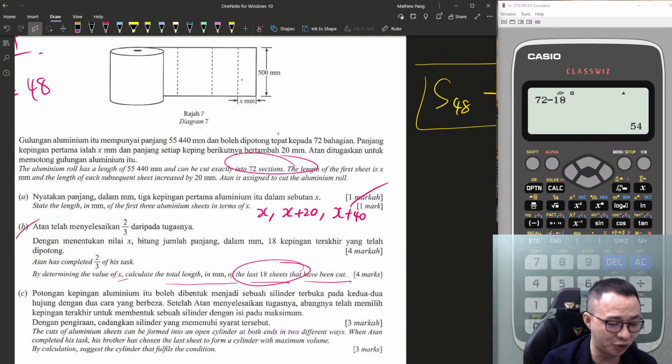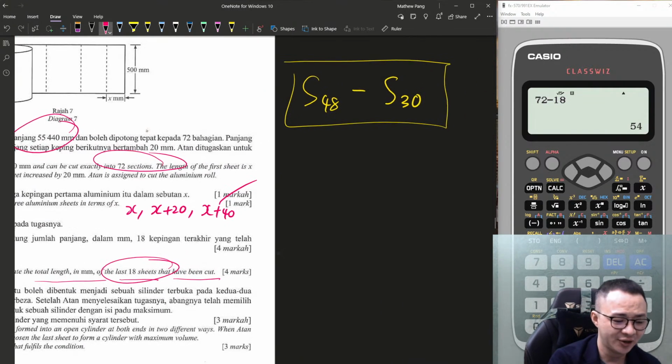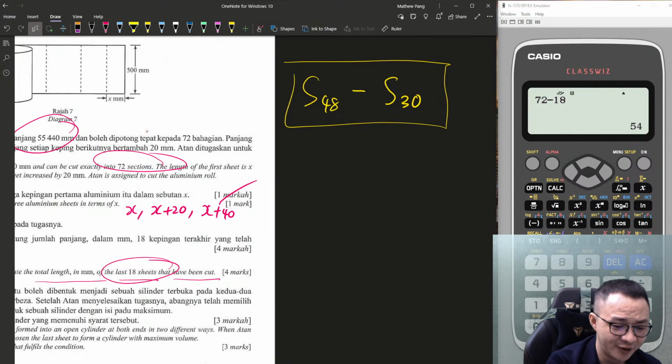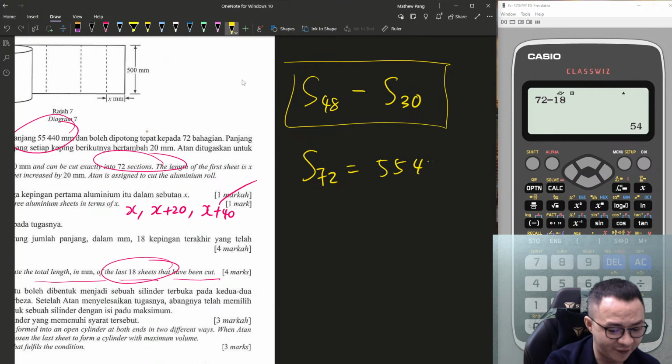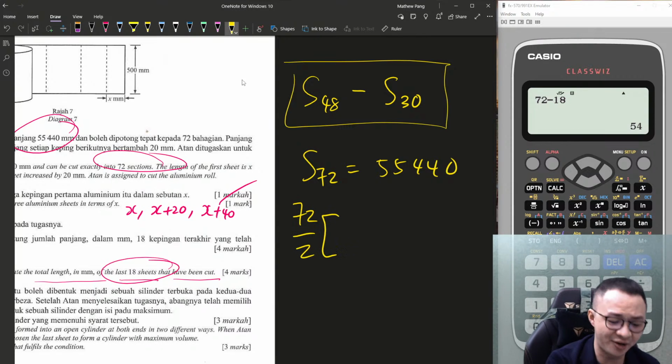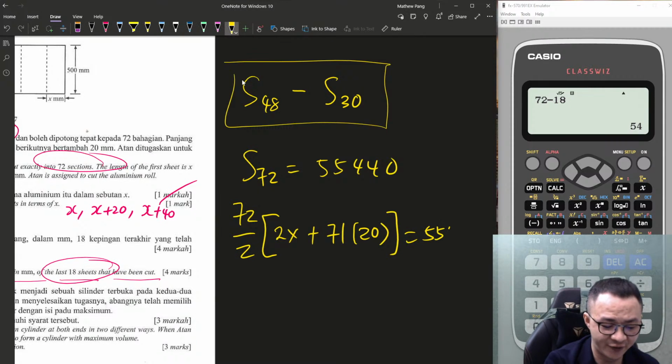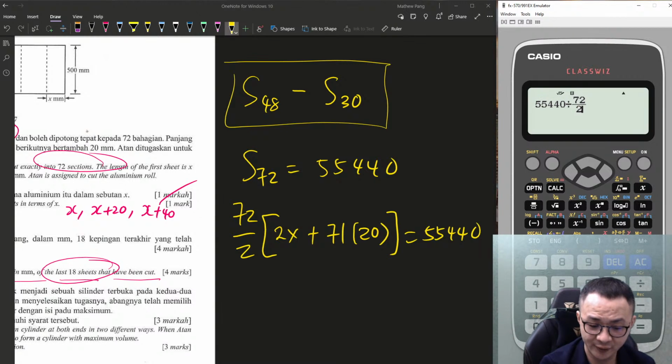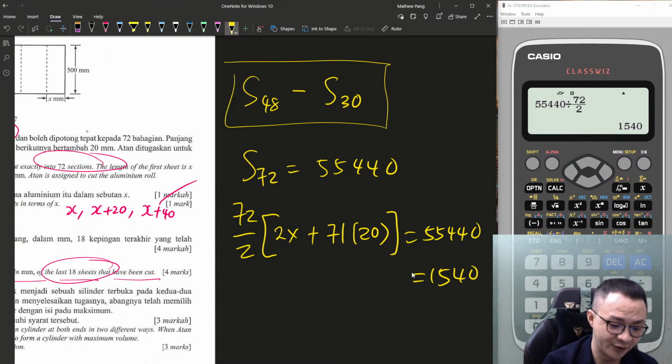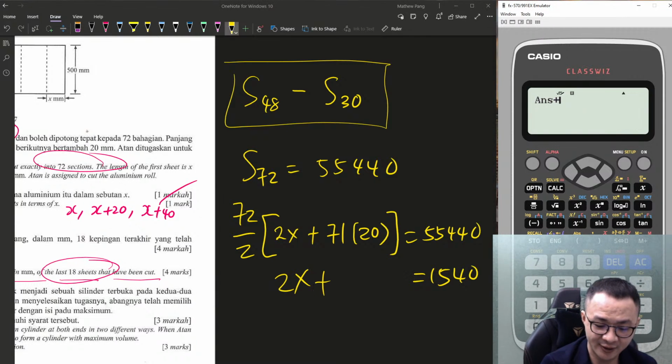But before that, in order to do this, I need to know x. Luckily, I know all the 72 terms give me 55440. So I'm going to use this to find my x. Let's do S72 first. S72 is 55440, so 72 over 2. This is arithmetic, obviously. 2a, where a is x, plus n minus 1, which is 71, times d, which is 20, equals 55440. So 55440 divided by 72 over 2 is 1540. 2x plus 71 times 20.